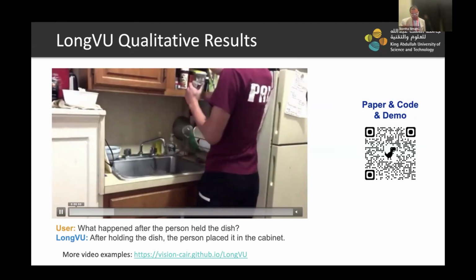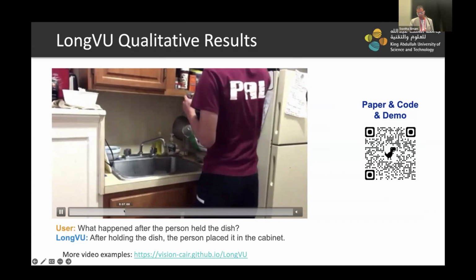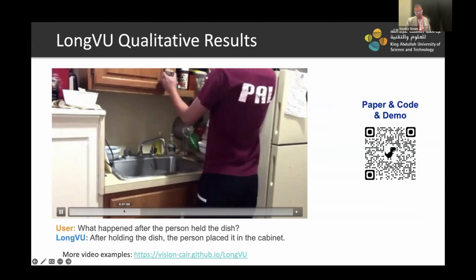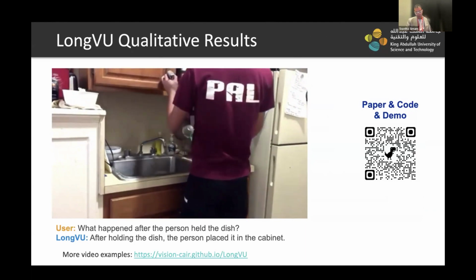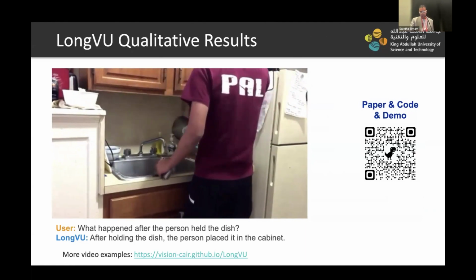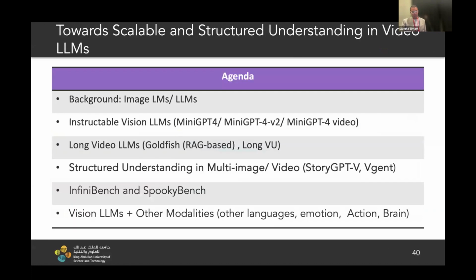And this is another example that shows that the model also has a better ability to understand what happens when the person held the dish, and in this case, after the person was holding the dish, he placed it in the cabinet. Next, I would like to introduce one key.